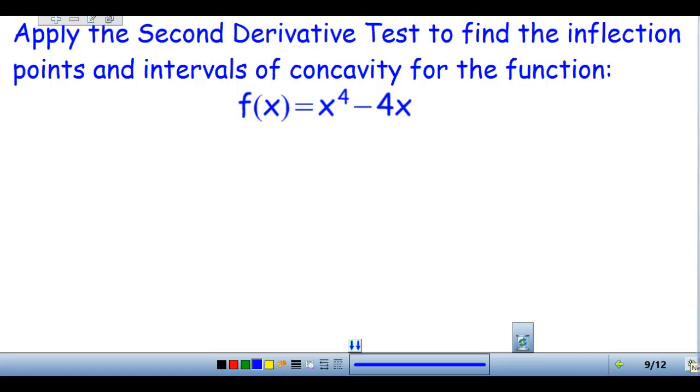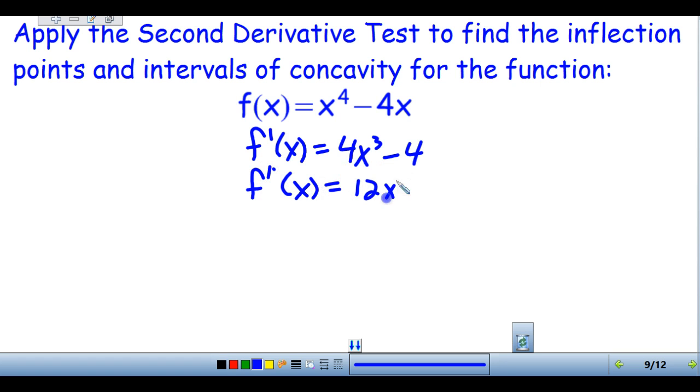All right, so let's just practice again with another example. Apply the second derivative test to find the inflection points and intervals of concavity for the function. So let's get going with the first derivative. So 4x cubed minus 4, go ahead and get 12x squared. We want to know where that's equal to 0 or undefined. A quadratic is defined for its whole domain, so that's not an issue. So it looks like I get my PIP to be at x is equal to 0.